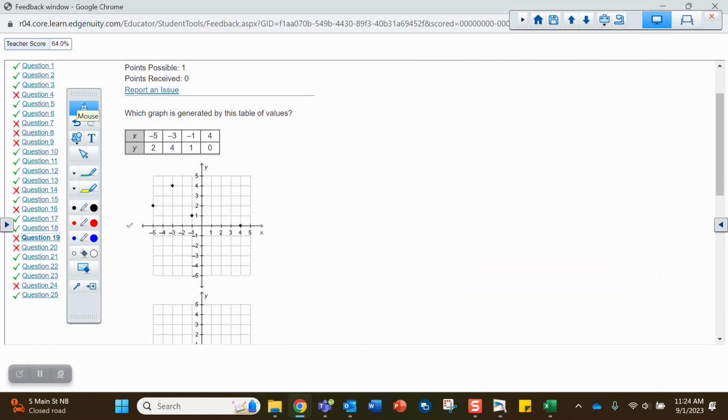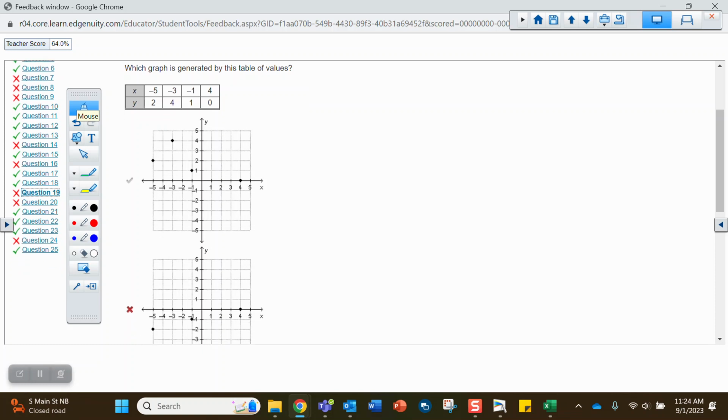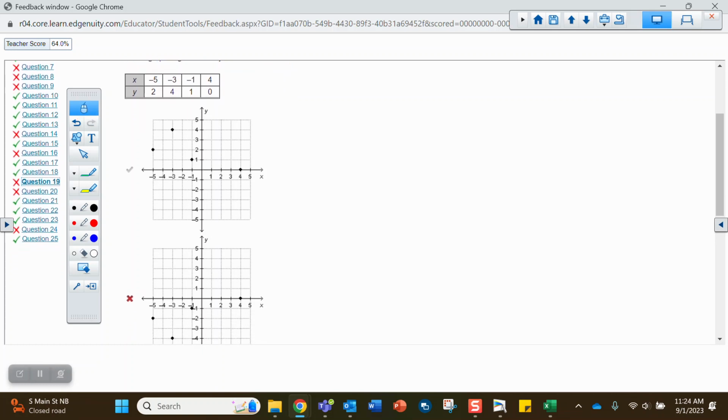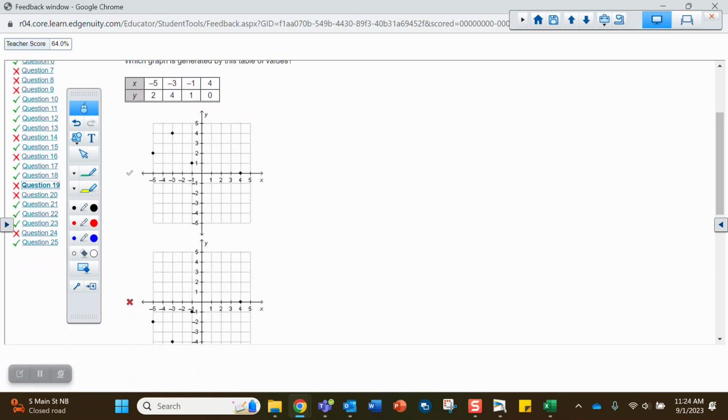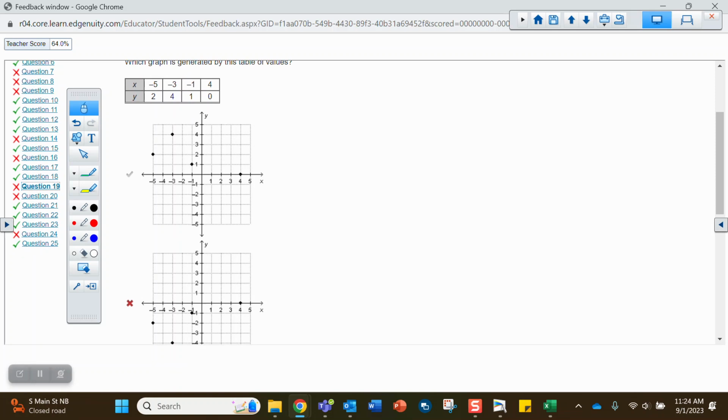19, which graph is generated by this table of values? So now we're just looking to see where things are plotted correctly. What'd you pick? -5, that's -2, that's -3, -4.